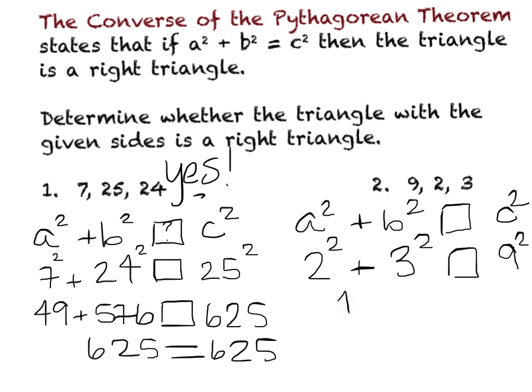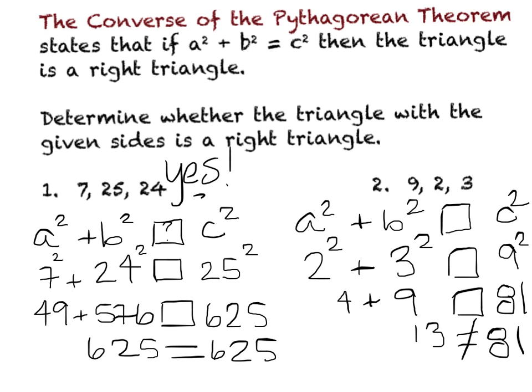So 2 squared is 4 plus 3 squared is 9. Does that equal 9 squared, which is 81? And I think you can tell already that 4 plus 9 is pretty small. That's 13. That will not equal 81. So according to the converse of the Pythagorean theorem, if I have three sides, 9, 2, and 3, I will not create a perfect right triangle. So that one will not work.